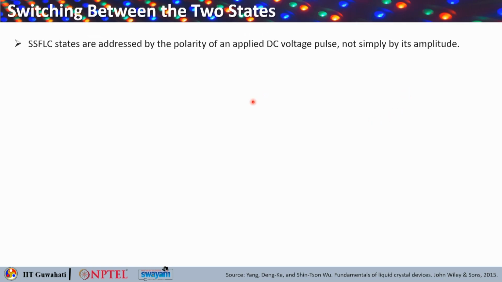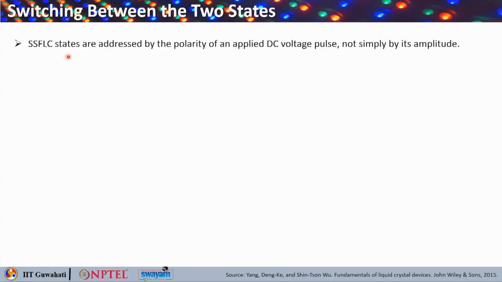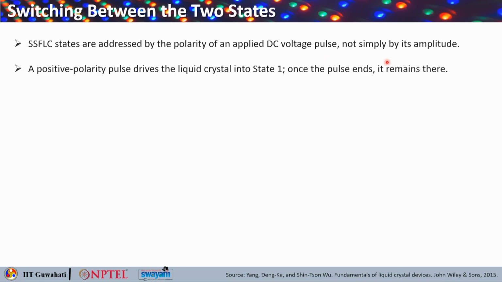Now, how does the switching between the two states happen? You have already seen that these SSFLC states are addressed by the polarity of an applied DC voltage pulse, and not simply by its magnitude.